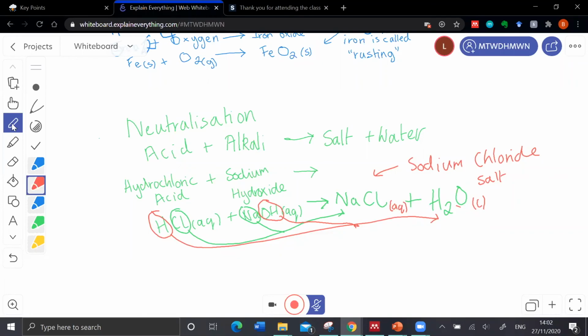So you've got one hydrogen, two hydrogens, one chlorine, one sodium, one sodium, one oxygen, one oxygen. So it's actually balanced. You don't always have to change an equation to balance it. Sometimes they're already balanced. Lots of neutralization reactions are quite easy because they're already balanced.